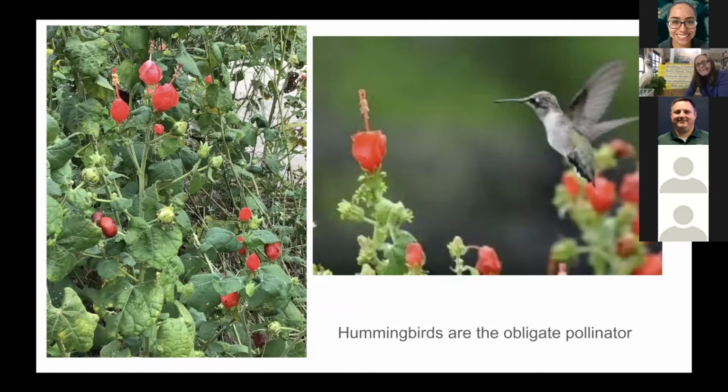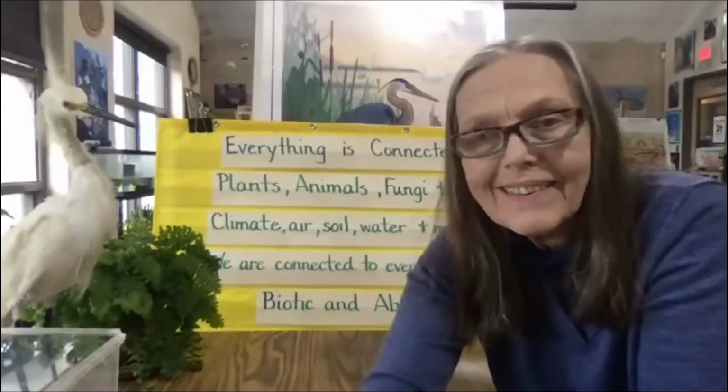So again, there's that intimate connection, and we need to remember about those connections. Because if the hummingbird disappeared, then the turkey cap wouldn't make any seeds, and then the mockingbird wouldn't have food to eat. So we need to be really aware of all the connections between all the living things and the water and other resources around us. Okay.